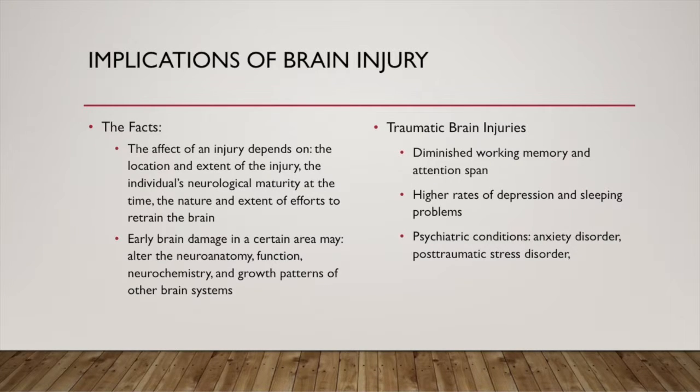More facts. The effect of an injury depends on the location and the extent of the injury. So where did it occur and how long did it occur? The individual's neurological maturity: how old were they and how far were they into their brain development? And the nature and extent of efforts to retrain the brain. So if they underwent an injury, was there any form of medical treatment to help with that? And then early brain damage in a certain area can alter the neuroanatomy, function, neurochemistry, and growth patterns of other brain systems.